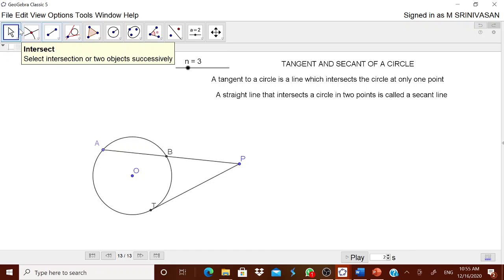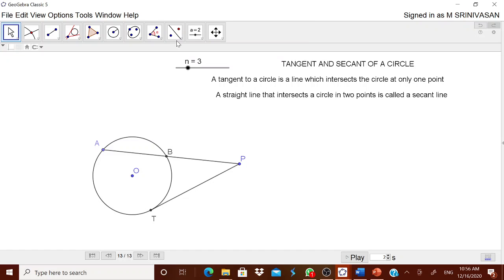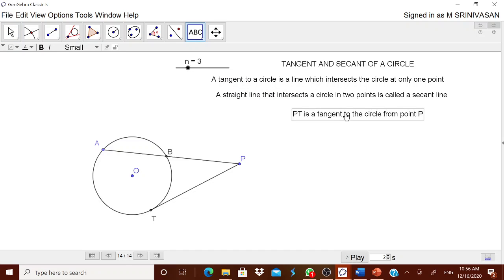Now there are two things the child is seeing in this figure. One is PAB and another is PT. Now you can declare to the children that PT is the tangent. You can ask the children why it is a tangent, because as per the definition, it touches at a single point. PT is a tangent.